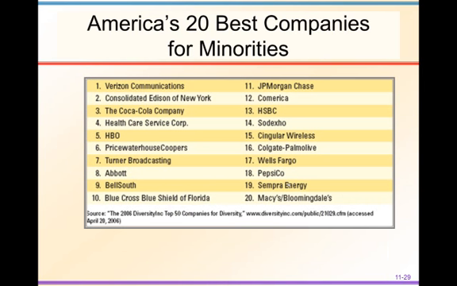Here are some of the 20 best companies for minorities. This was done in 2006, so it probably has changed a little bit by now.